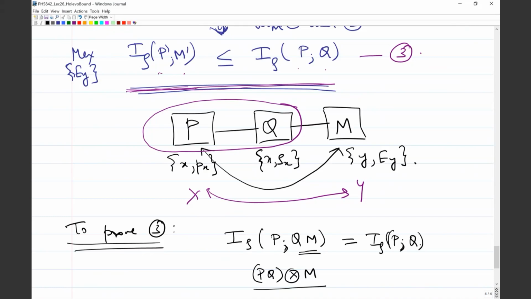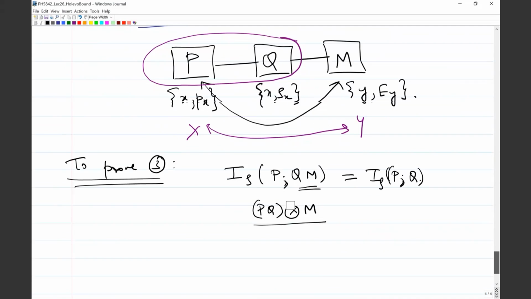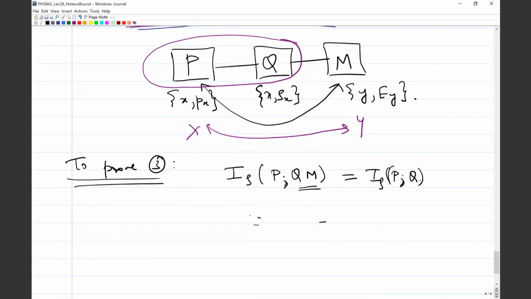Right? So the reason is because M is initially, so we start with this. So note this, and this is because M is initially uncoupled to PQ.